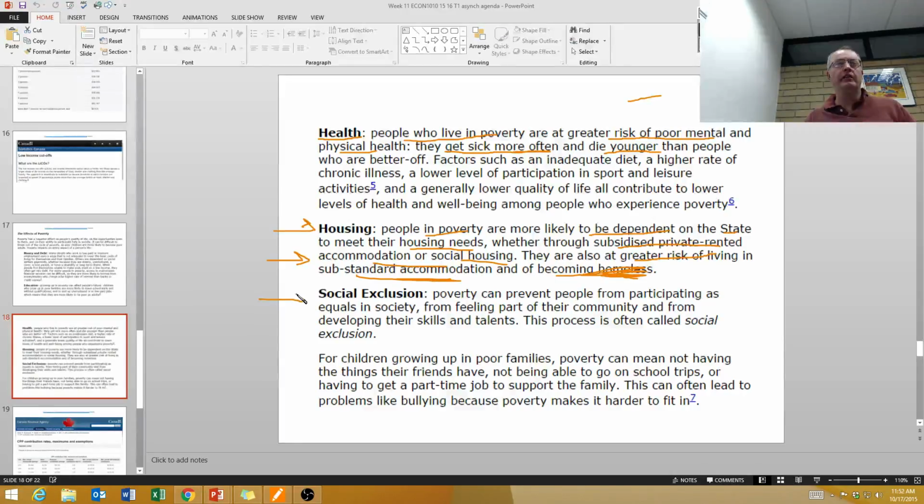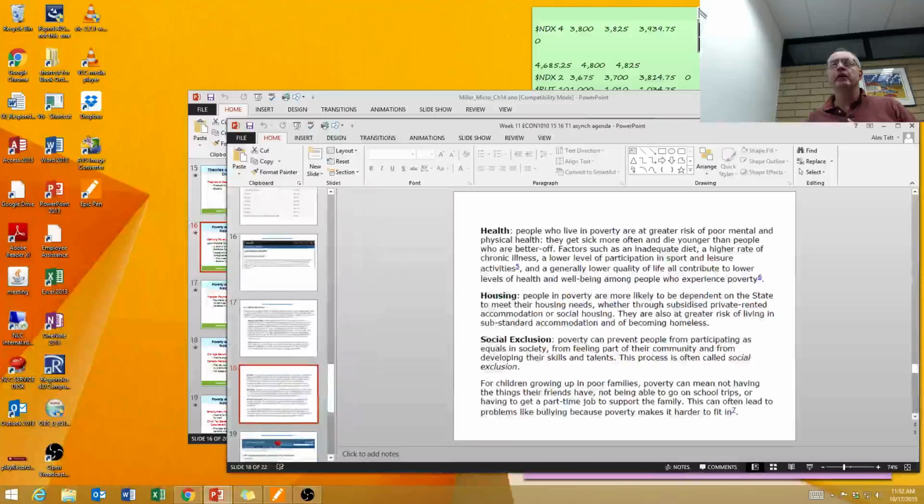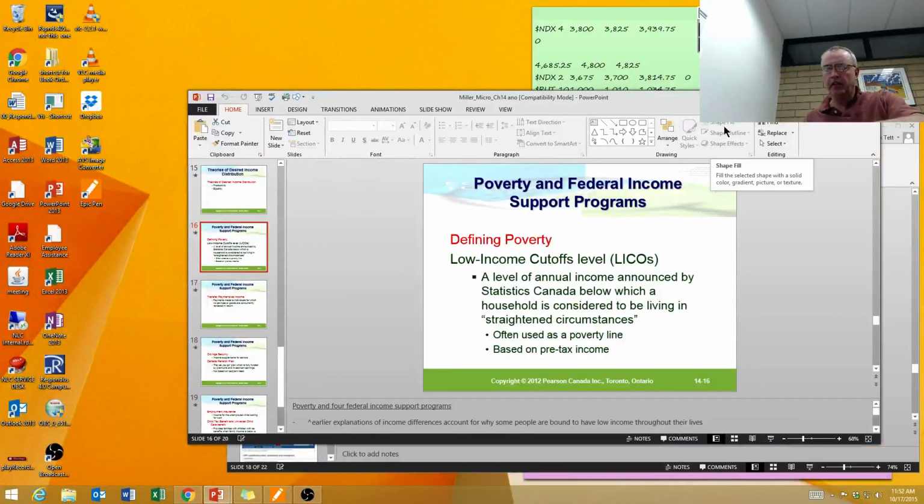And then finally, the way this author concludes is that there's also a social exclusion factor. So poverty can prevent people from participating as equals in society, from feeling part of their community, and from developing the requisite skills and talents that non-poor people develop. So there's nothing wrong with poverty per se. It simply has some undesirable consequences to the life of the impoverished. Okay.